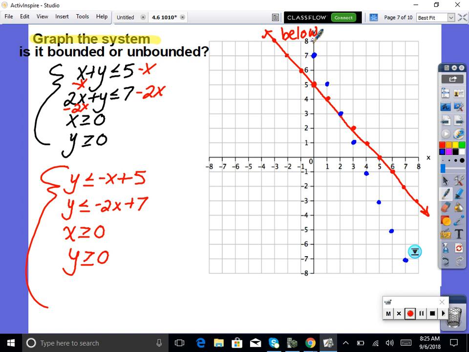Okay, is it solid? Okay. Now that one's also below, right? Y value's below that line. Okay, now I'm going to do these next two in green.